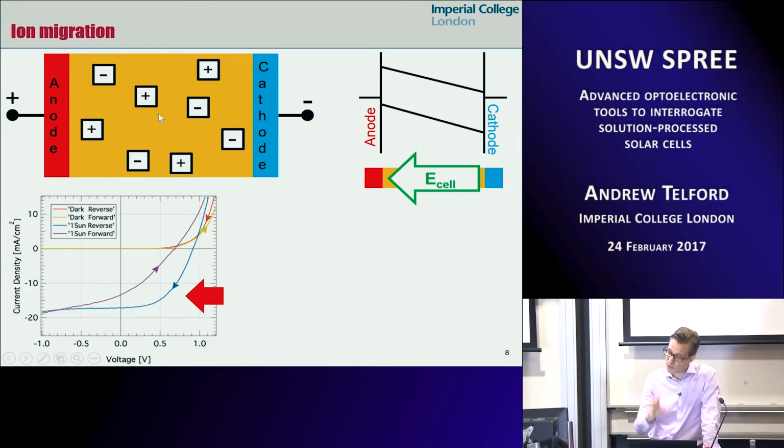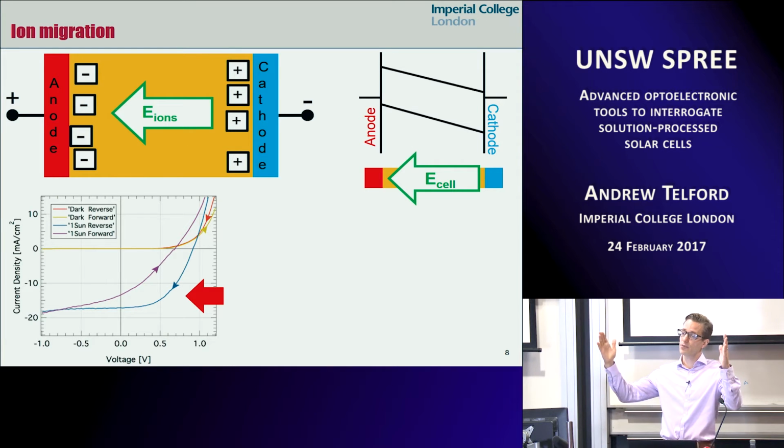And if you have ions that are able to migrate within the bulk of the material, what would happen is that they would be able to accumulate at the interfaces between the active material and the electrodes, or the hole and electron extraction layers. And by doing so, they would create an electrostatic potential that, in this case, aligns with the intrinsic electrostatic potential of the cell, which is given by the different work functions of the electrodes.